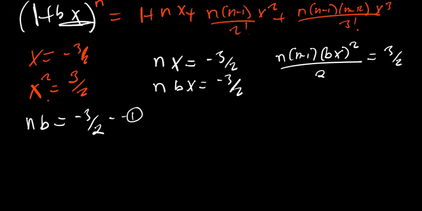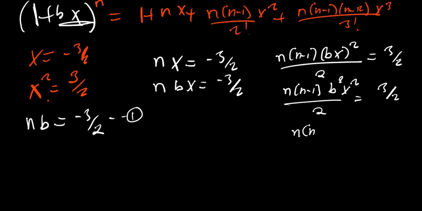Now you expand. That becomes n minus 1, and b becomes b squared and x squared. But we are not interested in x. That's what you need to know. It is equal to 3 over 2. So we are not interested in x. Ignore x. So you have n minus 1 times b squared divided by 2 is equal to 3 over 2.